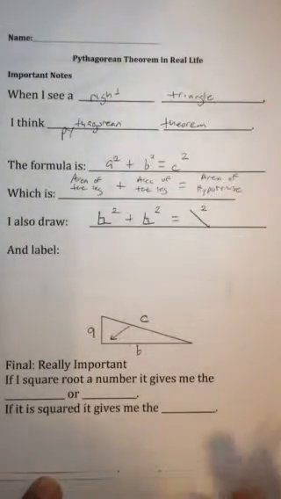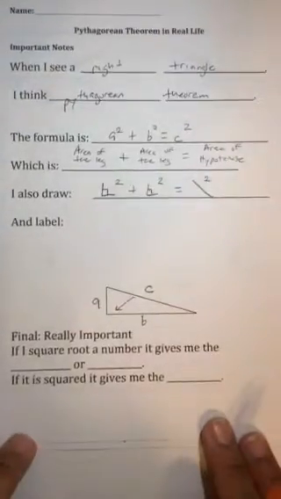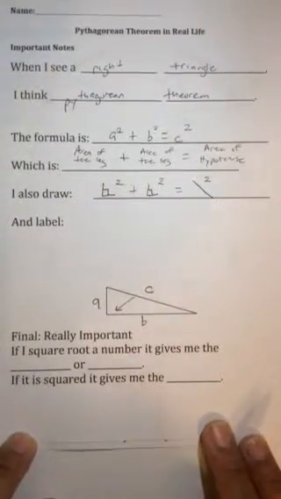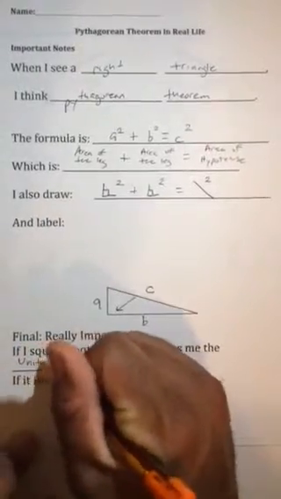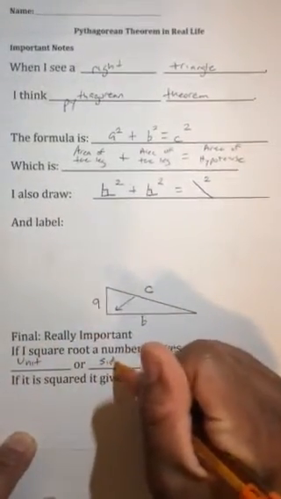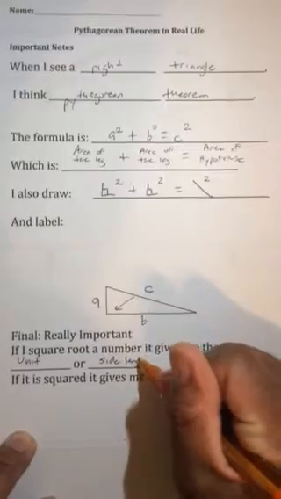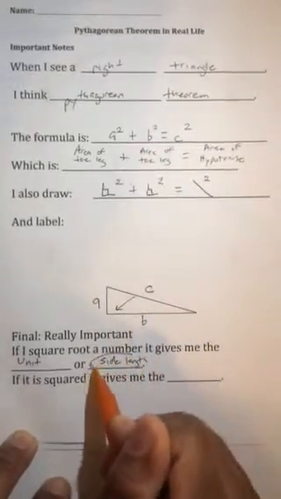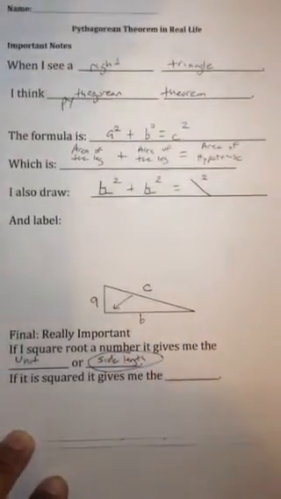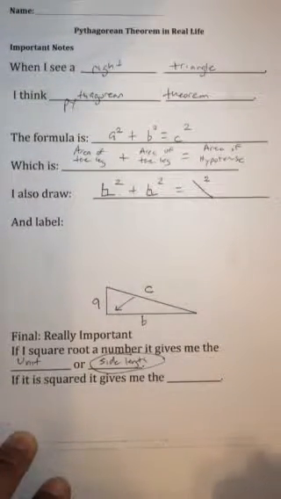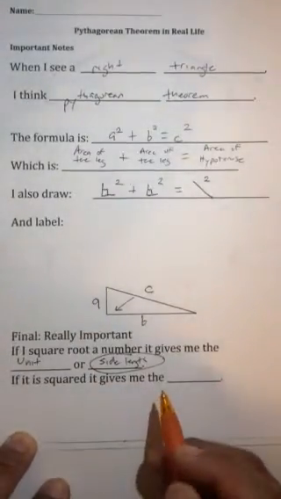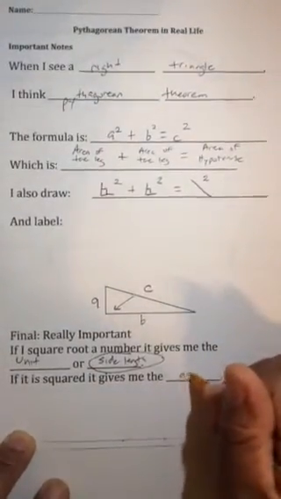This is really important. If I square root a number, it gives me the unit or side length. And I really want you to circle this right here. That's really important, because it may ask you for the area. If it is squared, it gives me the area.